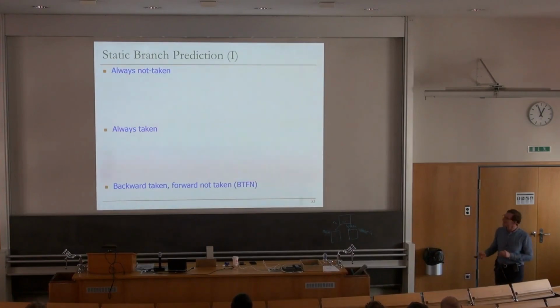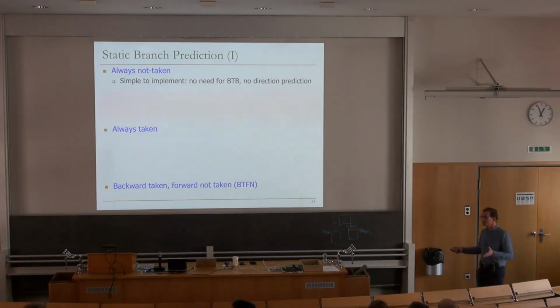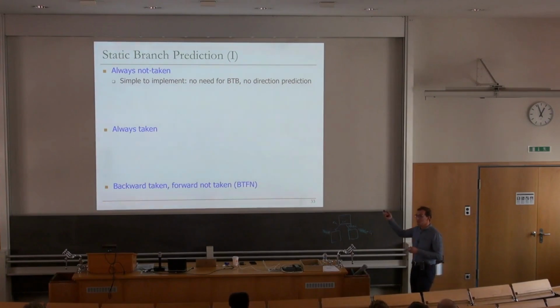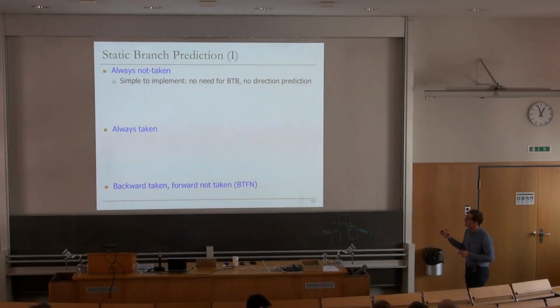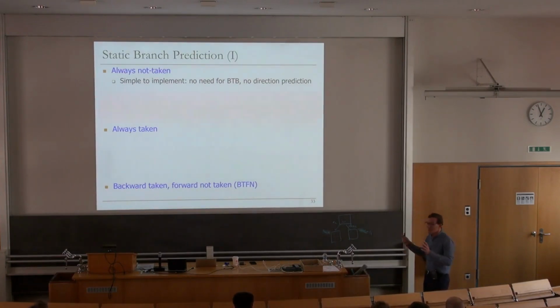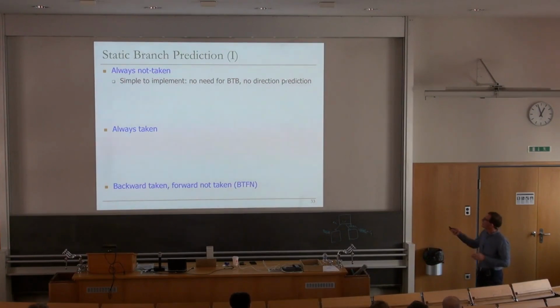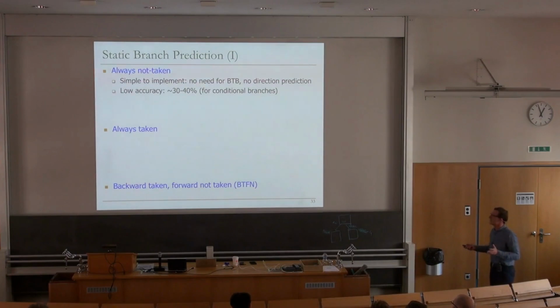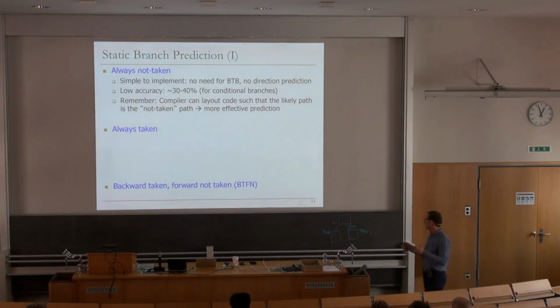We've already talked about always not taken. This is simple to implement clearly. There's no need for a BTB because you're not even predicting the target, right? Always not taken means you're always doing PC equals PC plus size, but you do need the size. And that's not a problem in ISAs that are fixed length. And no direction prediction. The problem is, as we said, low accuracy, 30 to 40%, if you're lucky 40%, for conditional branches. And you could improve this by having a smart compiler.